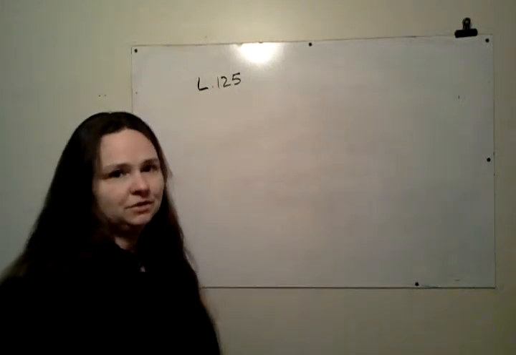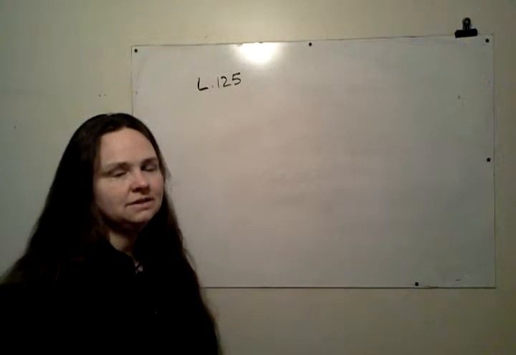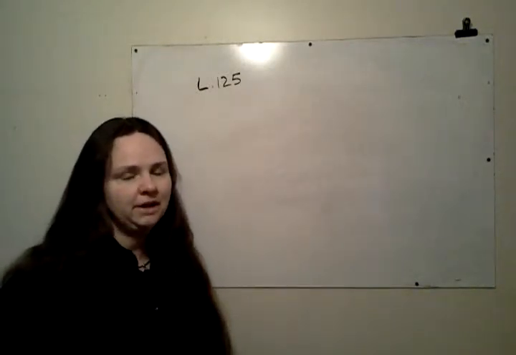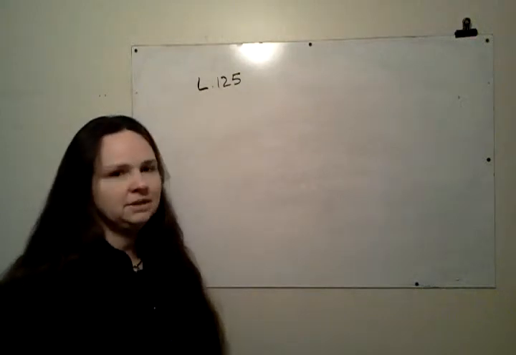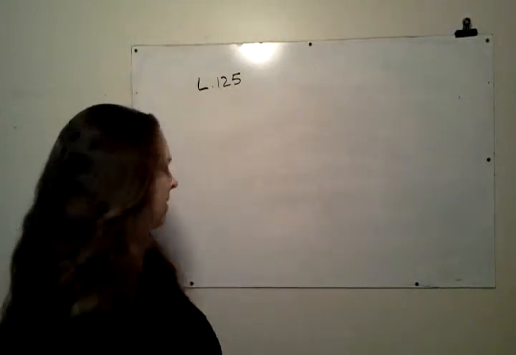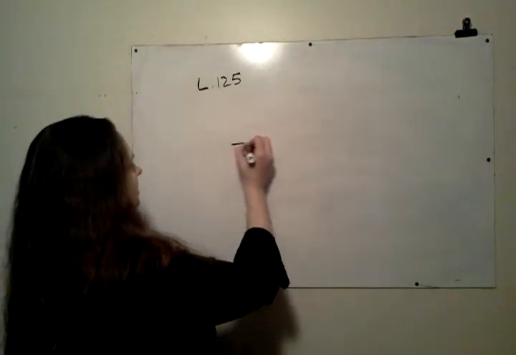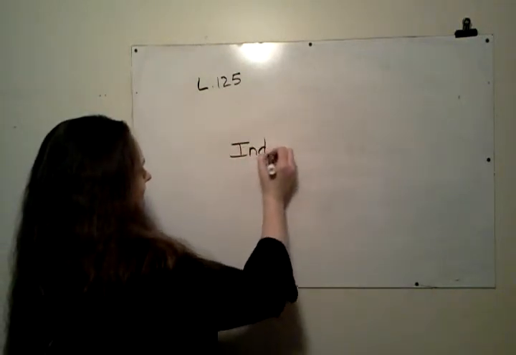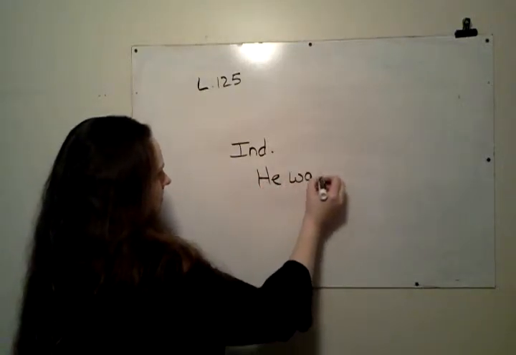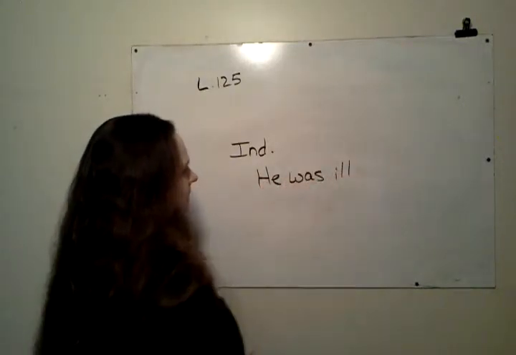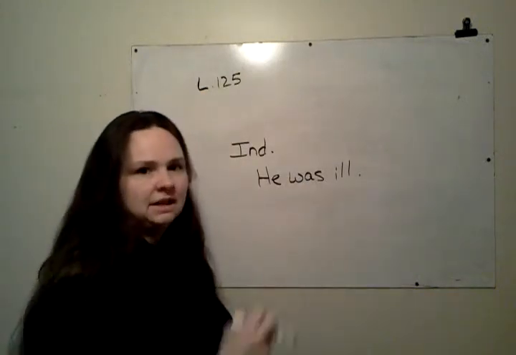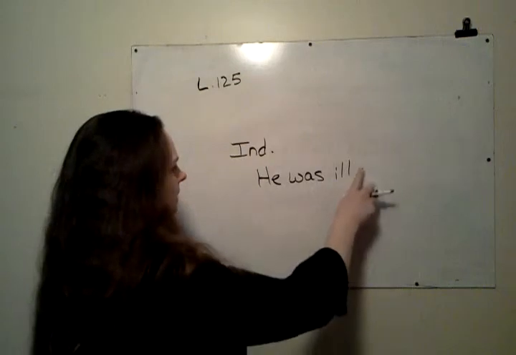There are two types of clauses, the independent clause and the dependent clause. An independent one can be a sentence all by itself, whereas a dependent clause can't. It's not a complete thought. For example, an independent clause might be like the clause, he was ill. It's independent. I could put a period at the end and call it a complete sentence.